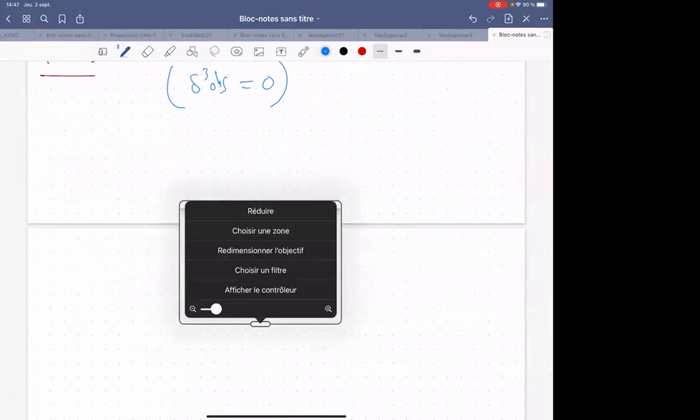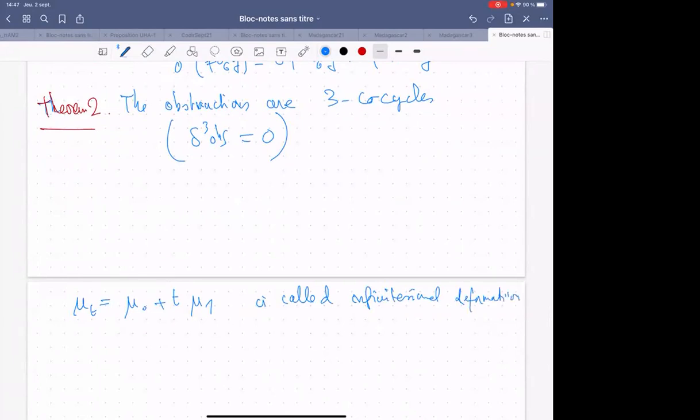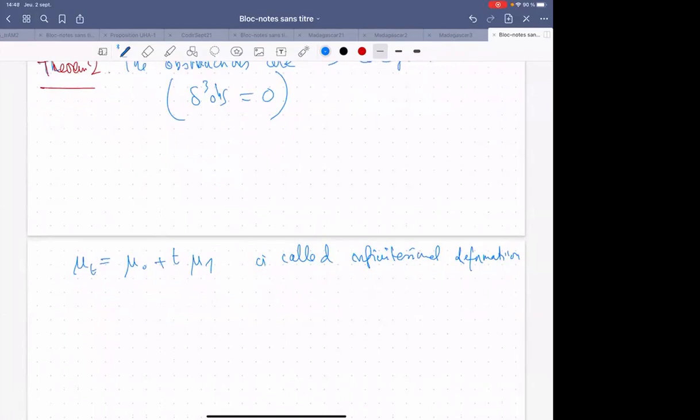Then if mu t is mu 0 plus t mu 1, we call it an infinitesimal deformation. Some people call it a linear deformation. They prefer this infinitesimal deformation. It's related to analysis and to these Taylor expansions and so on. And now let us discuss these obstructions. If my mu t is mu 0 plus t mu 1 plus t square mu 2.